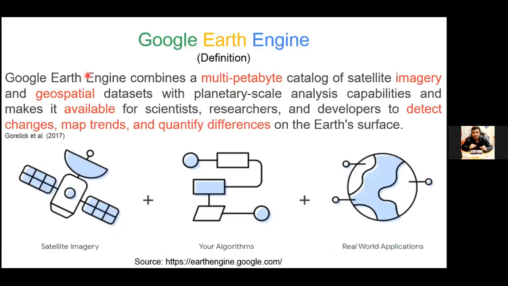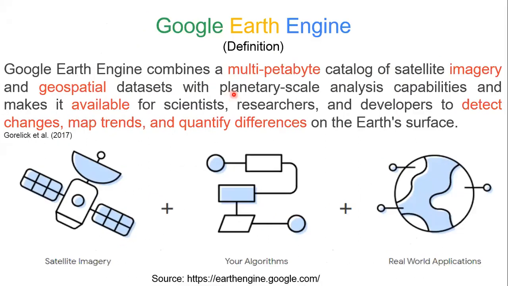So what is Google Earth Engine? According to the definition, Google Earth Engine combines a multi-petabyte catalog of satellite imagery and geospatial datasets with planetary scale analysis capabilities and makes it available for scientists, researchers, and developers to detect changes, map trends, and quantify differences on Earth's surface. As you can see, I highlighted some of the important terminology in the definition, like it has a multi-petabyte catalog.